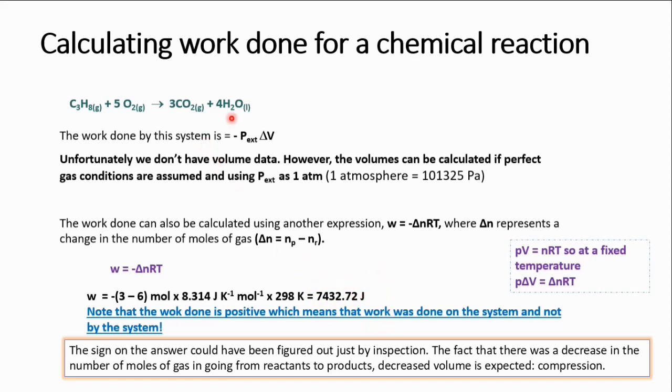Now, you could have figured this out by just inspecting the equation. The fact that you are producing a smaller number of moles of gas than you started out with, right? What you're having is a compression. It's basically a compression. Okay?